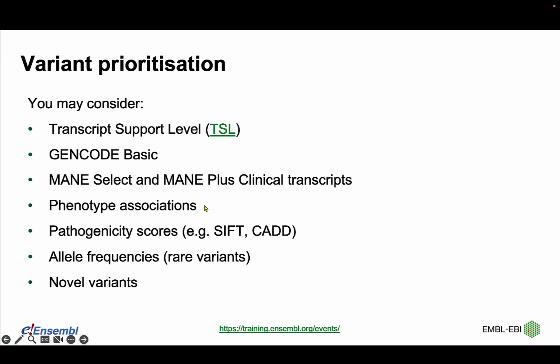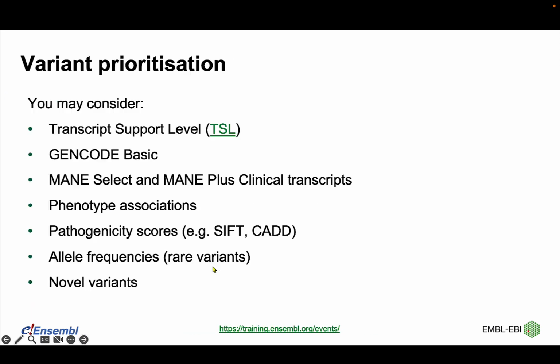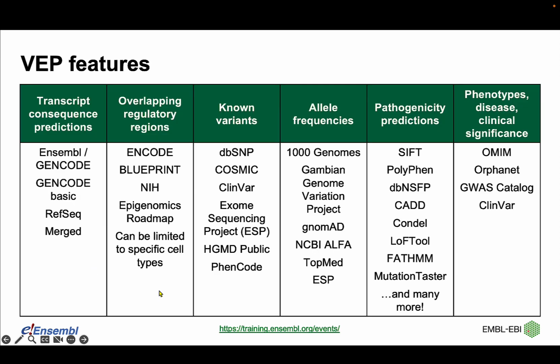Maybe you're interested in variants that are associated with certain phenotypes or traits only, or maybe you want to focus on missense variants that are predicted to have greater effect on the protein. Or maybe you are looking for rare variants or even want to find out if any of your variants are novel or have been annotated before.